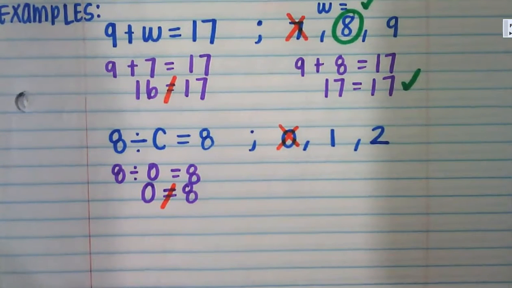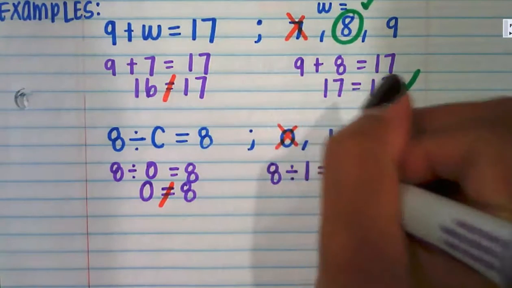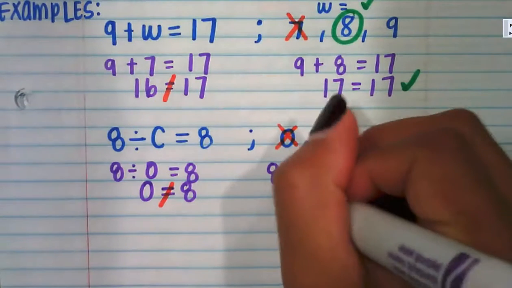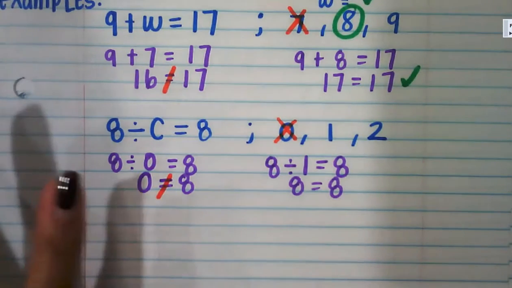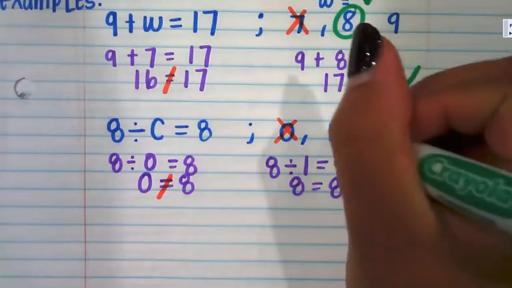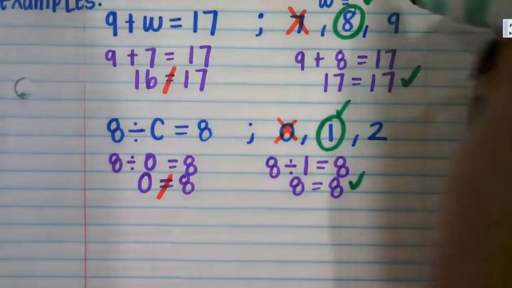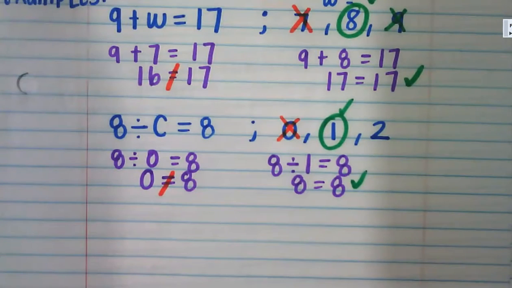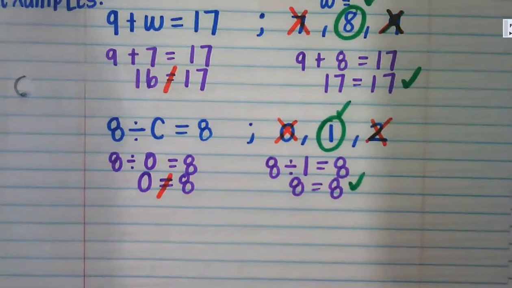Can't happen. So now moving on to the next value, 8 divided by 1 is equal to 8. Well, 8 divided by 1 is 8. Is 8 equal to 8? Well, it sure is. So 1 is our solution. Now we know that the other solutions will not work even if we try, so there's no point in even plugging them in because we have found our solution.